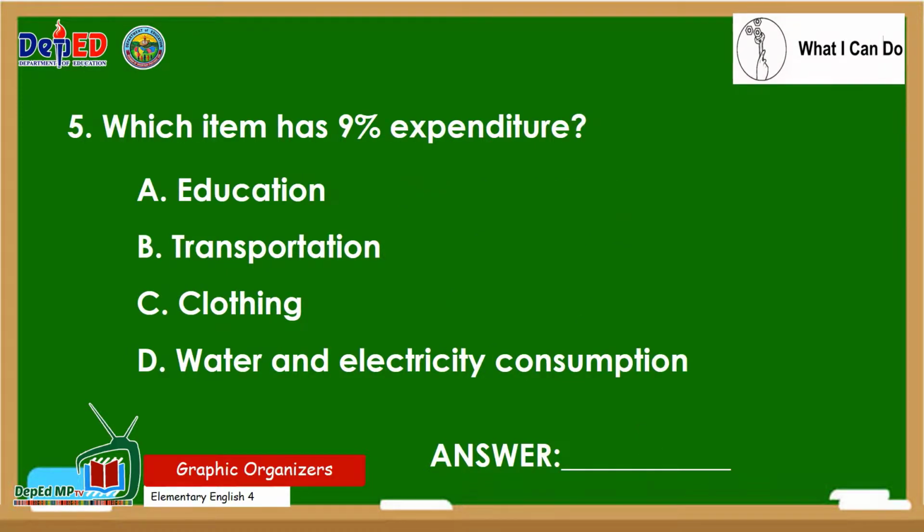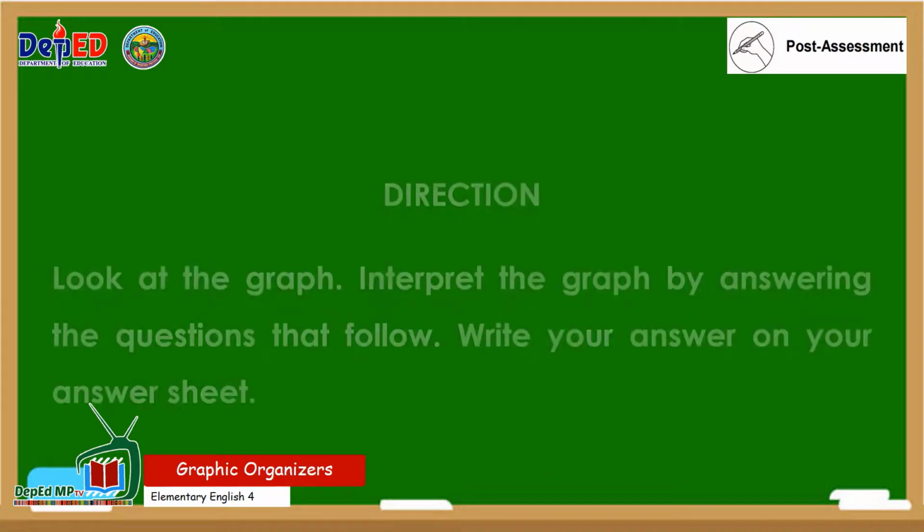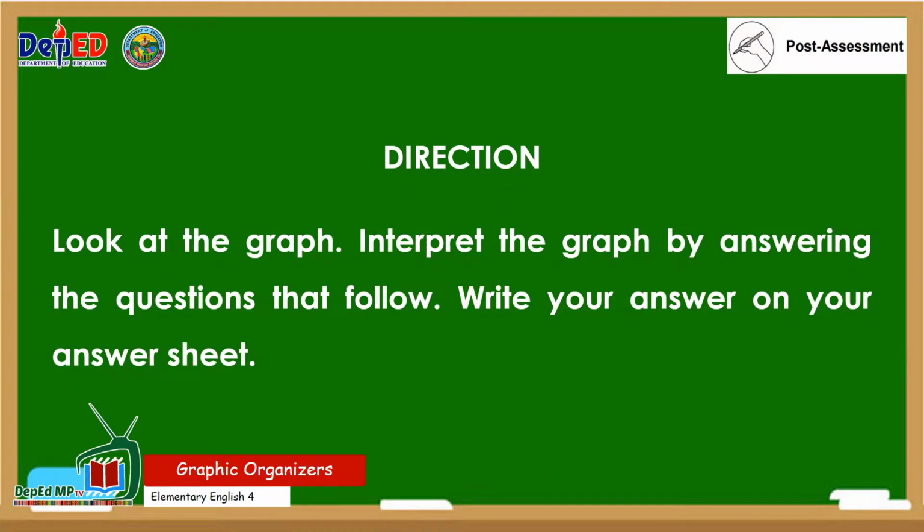Which item has 9% expenditure? A. Education. B. Transportation. C. Clothing. D. Water and electricity consumption. The correct answer is letter D. Water and electricity consumption. To assess what you learned about the graphic organizer, answer this pause assessment.